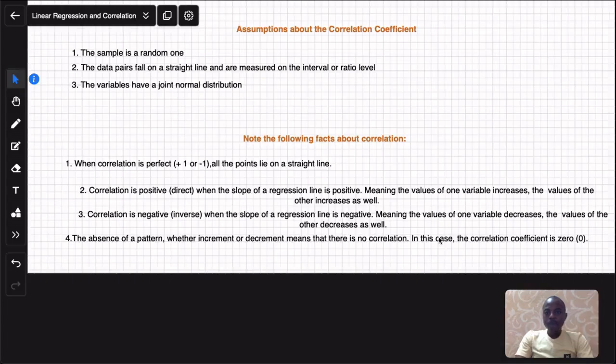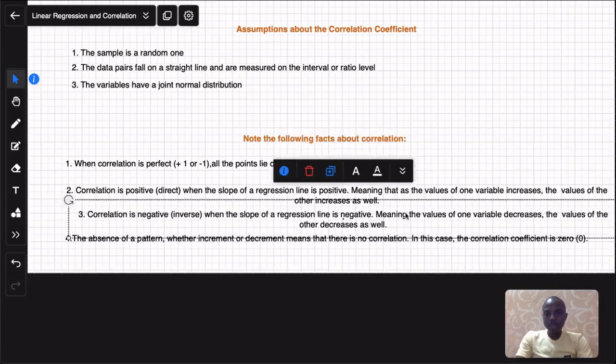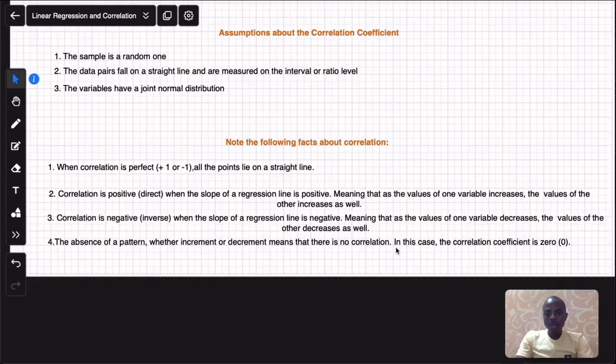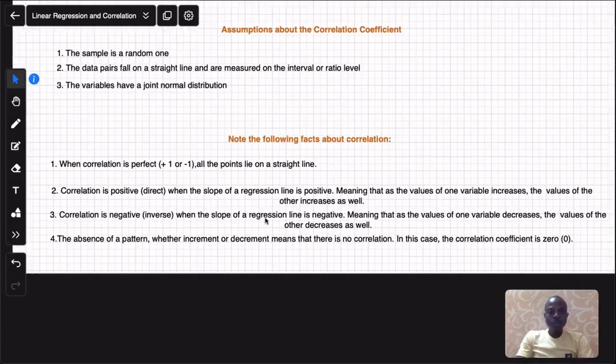Okay. Now, meaning that as the values of one variable increase, the values of the other variable increase as well. Meaning that as the values of one variable increase, the values of the other variable decrease. Okay, as the values of one variable decrease, the values of the other variable decrease as well. So that's what we are saying here.